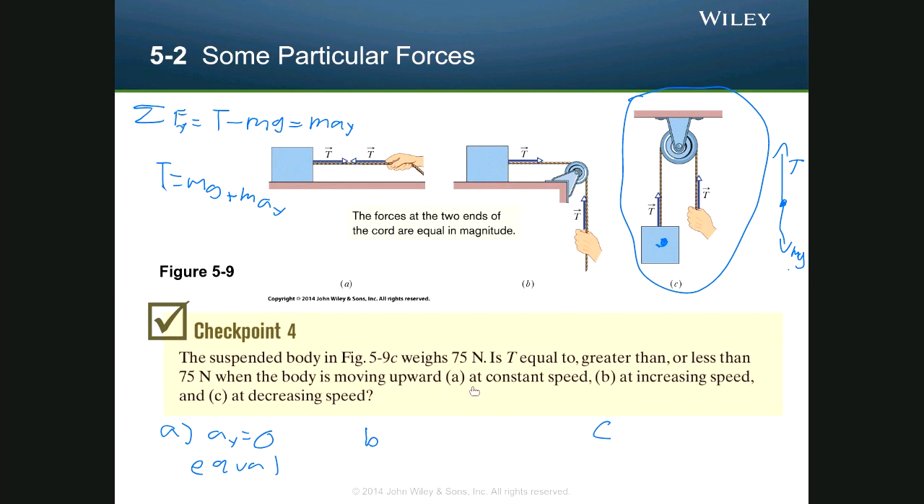So if we look here, right, at increasing speed, ay is increasing. So we should get B to be greater than. And if we look here at decreasing speed, ay will be negative. So this will be mg minus some number. And C will be less than, all right, less than 75 newtons. Okay? So I think everyone got that.